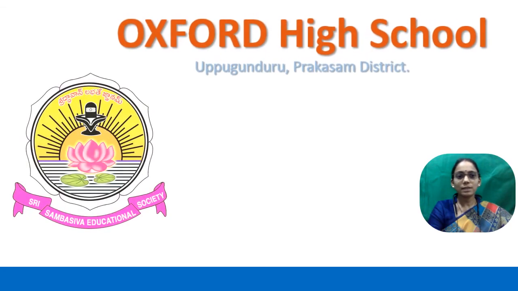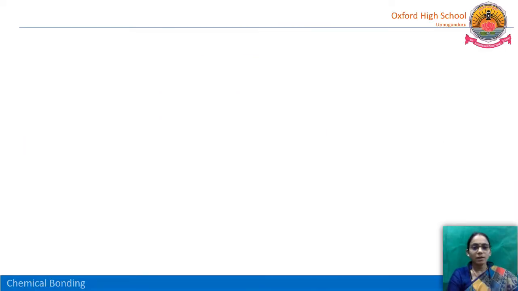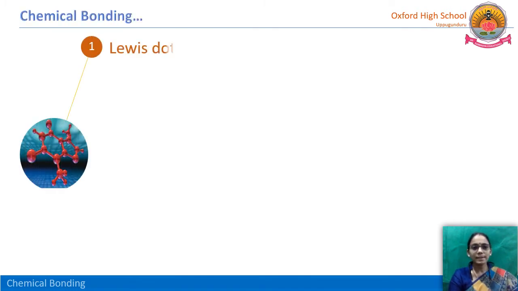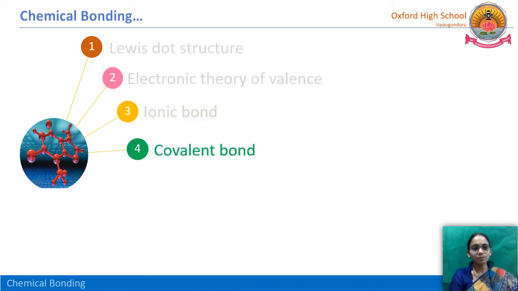Today let us discuss the next topic from the lesson chemical bonding. In chemical bonding, we have already discussed a few topics. Let us recollect. First one is the Lewis dot structure and electronic theory of valence. And at present we are discussing ionic bond.